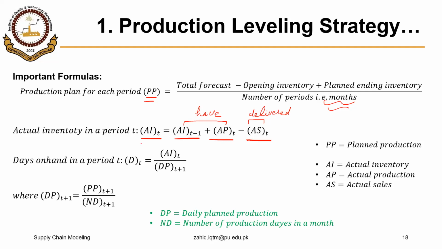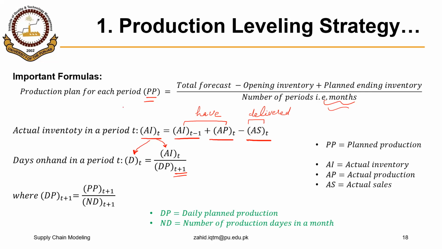Now, this inventory can be converted into inventory in terms of number of days. And that is equal to this inventory that we calculated at the end of a certain month divided by daily planned production for next month. So the basic idea is that whatever inventory we are left with at the end of the month, how much that inventory is worth in terms of number of days for the next month. So that is the basic idea.